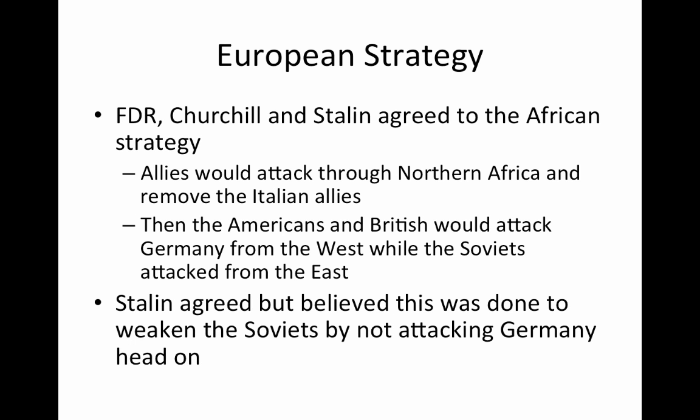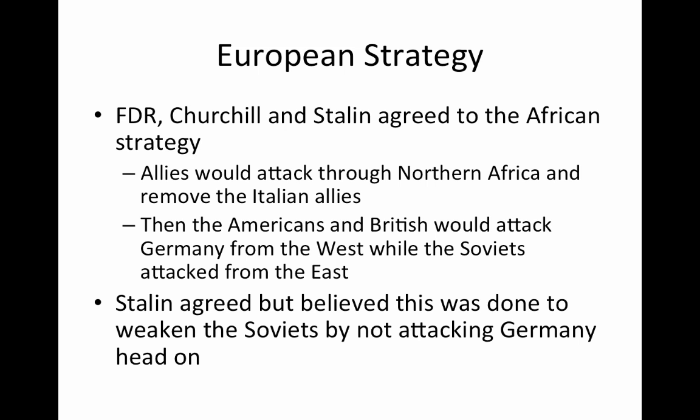So in the European case, the strategy was a strategy through northern Africa. And the idea was this: the Allies would attack first through northern Africa and remove the Italian allies. While this happened, it was expected that the Soviet Union would continue to attack from the east, and so they would draw the German fire. Now, the idea really behind this for FDR and Churchill was that this would make it harder and harder on the Germans and eventually isolate them.